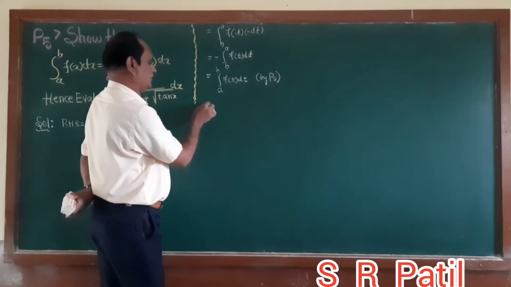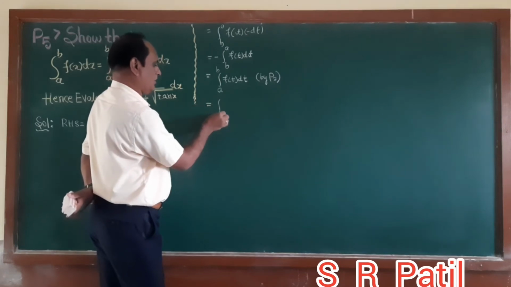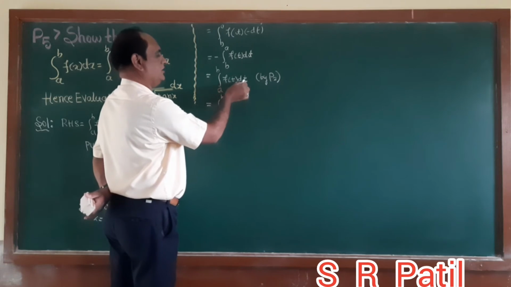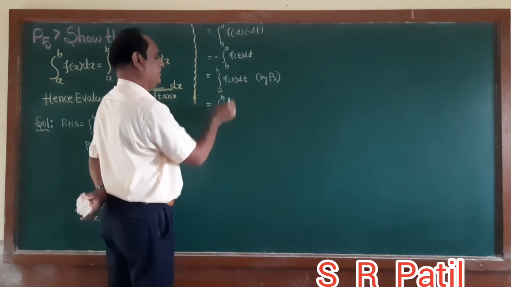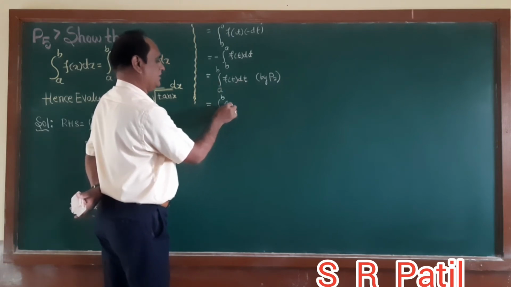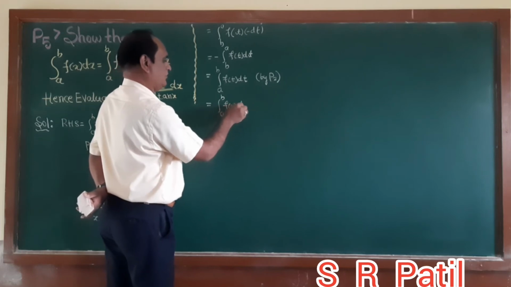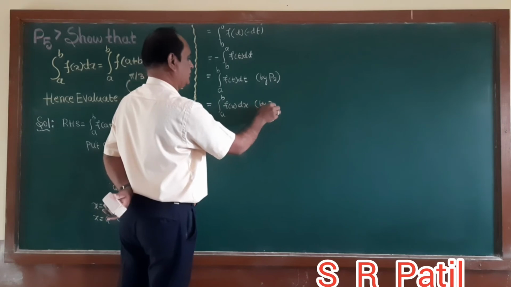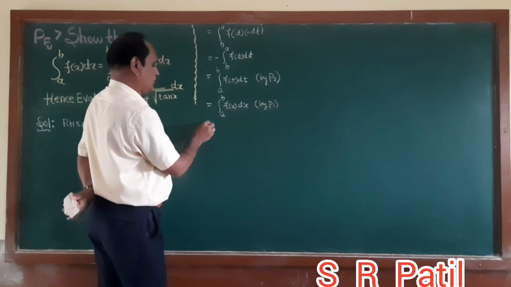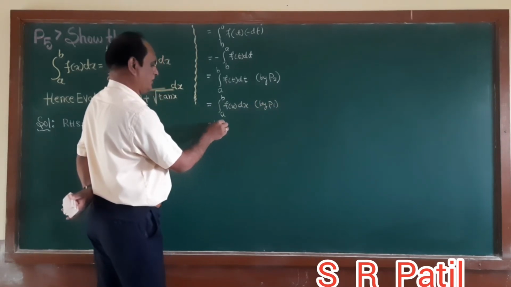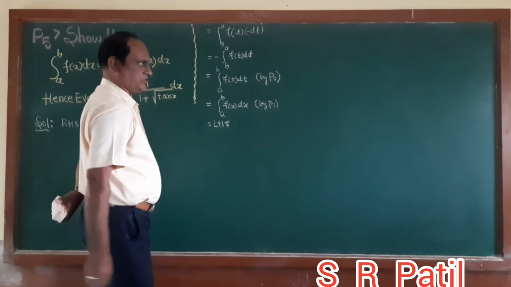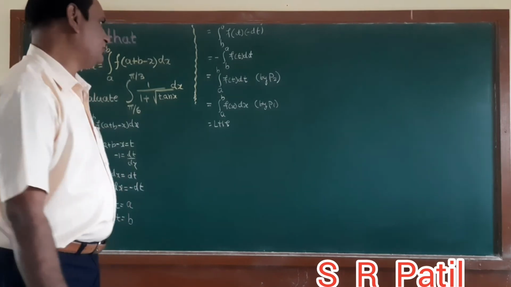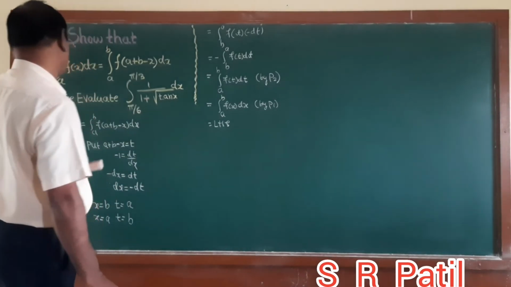Then come to the next important step. The integral from a to b, replace t by another variable, x, of f of x dx, by using property number P1. So this is equal to the LHS, which was the RHS at the start, so you get your answer.